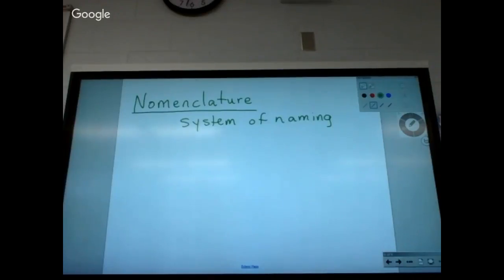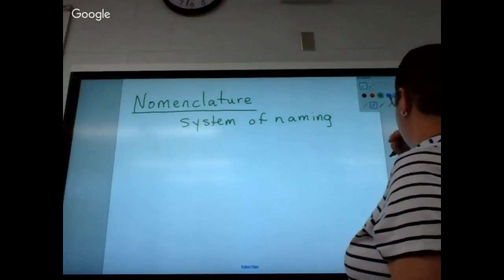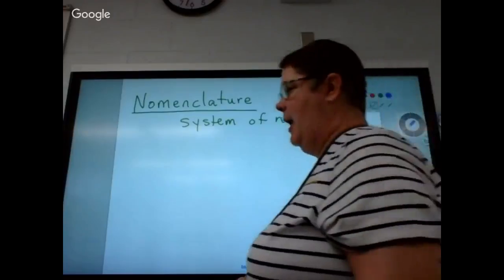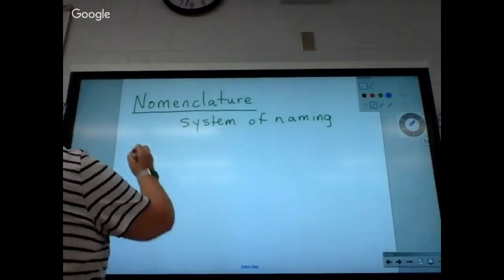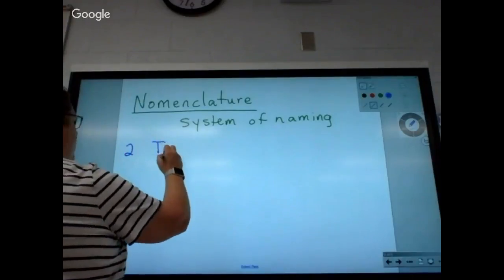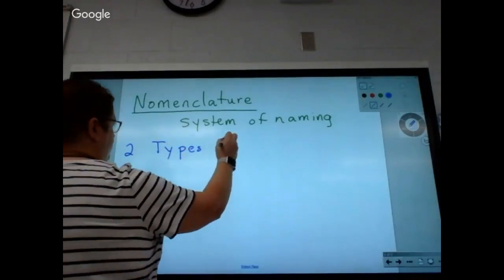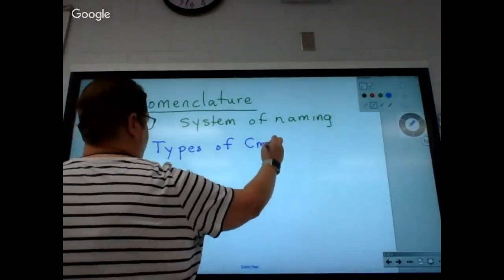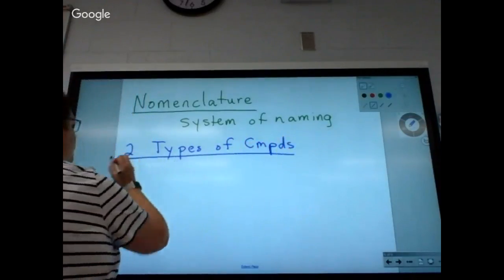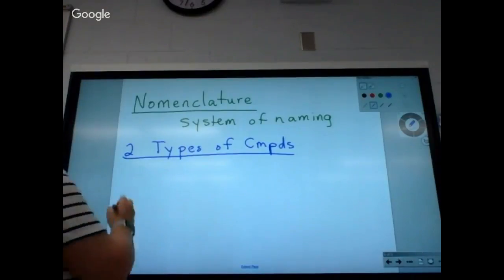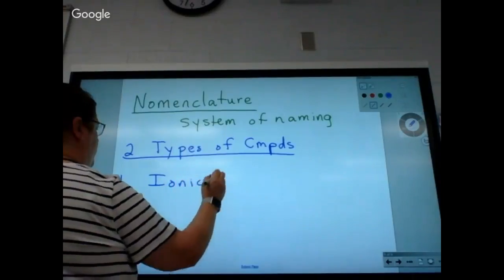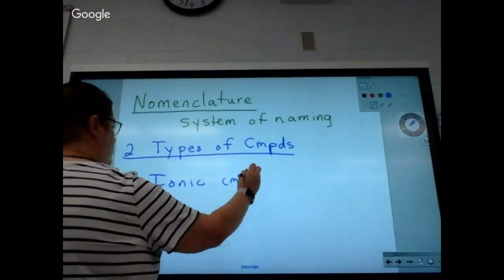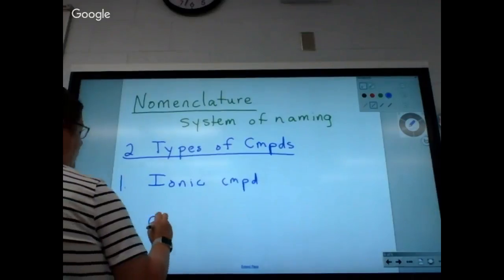Now, we are going to learn how to name various compounds. Before we can get too far into compounds, we have to at least know that there are 2 types of compounds. We're going to learn to name 2 types of compounds. One is an ionic compound, and 2 is a covalent compound.